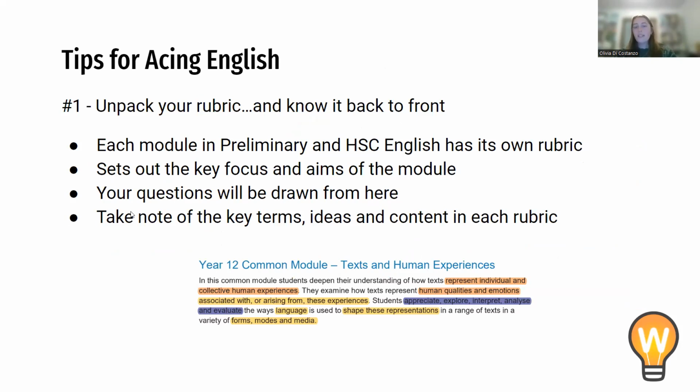So number one, this word is one that you will become very familiar with, and that is your rubric, right? Each module has this thing called a rubric that outlines the content, the ideas, and the key terms for that unit. So before you begin each module, it's important to unpack this rubric and know it back to front, because this is where your questions and the content are drawn from. This explains essentially what that module is going to be about and what you're going to be looking out for. That's something to definitely unpack at the beginning and something that your teachers will likely take you through, but if not, important to look at either way.